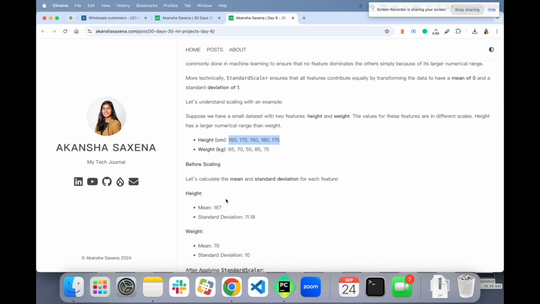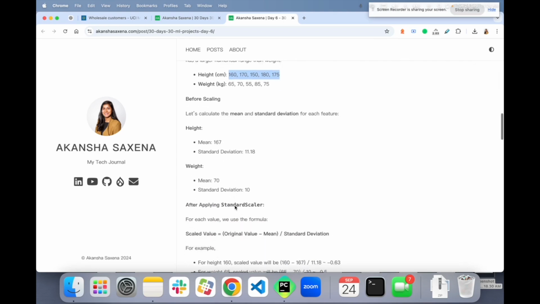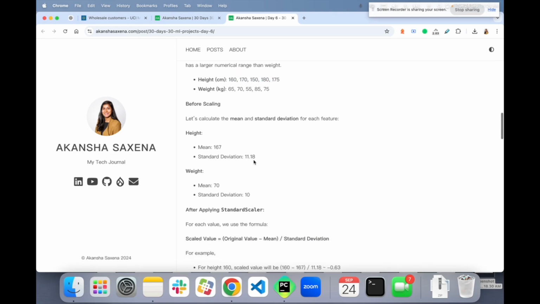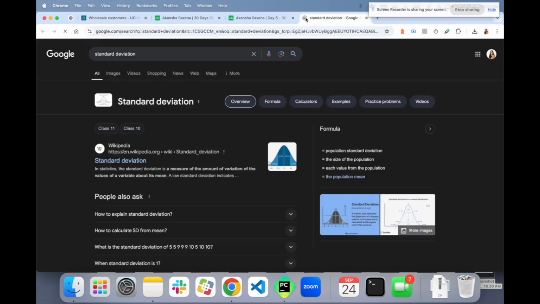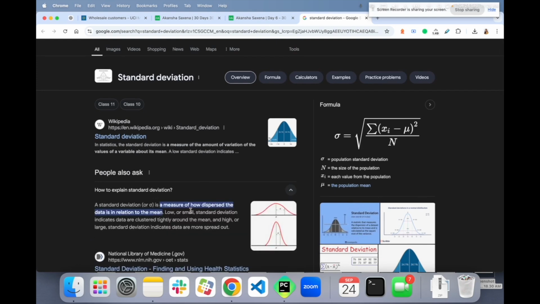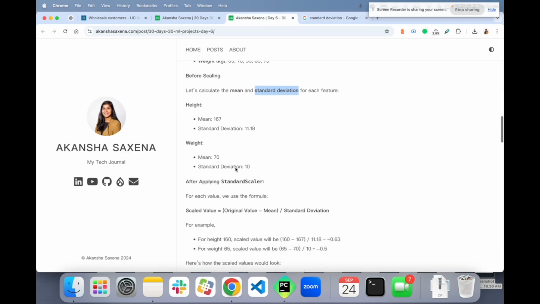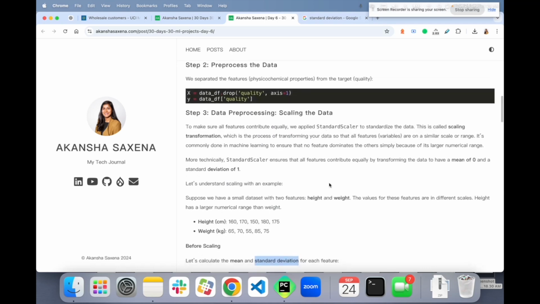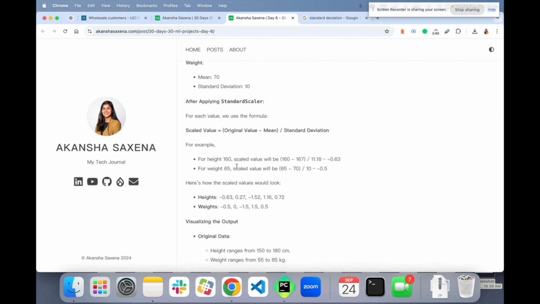To handle this, first we calculate the mean and then we calculate the standard deviation. Mean is calculated as the average of all the data. Standard deviation is how scattered the data is from the mean. Once we get that, we take the original value minus the mean, and divide by the standard deviation. Once we do that, we get the value of each feature around zero.